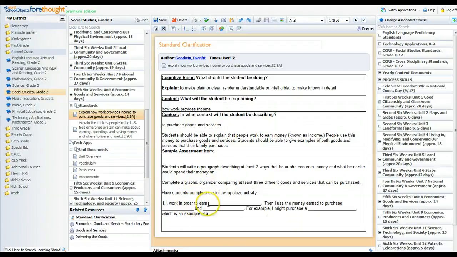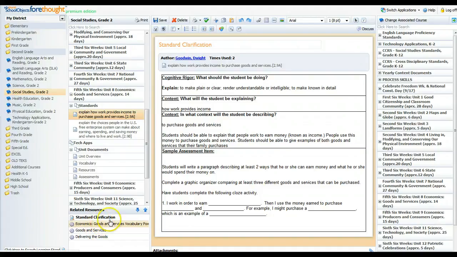I work in order to earn income. Then I use the money earned to purchase goods and services. For example, I might purchase, and then they can give an example of that. This would be a great way to start them on that activity, and then later have them actually write in a sentence, what is a good, a service, what is income? They need to be able to do that.